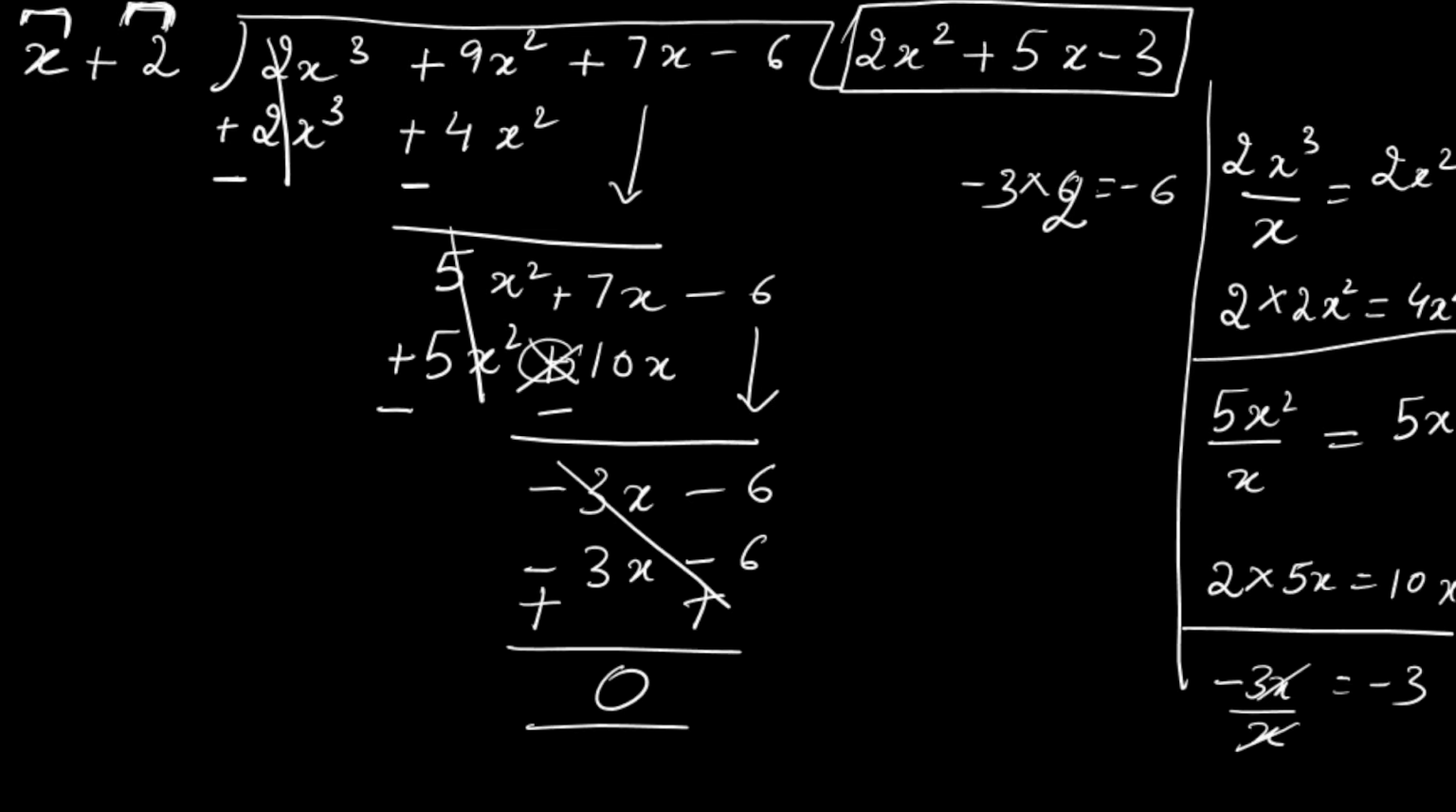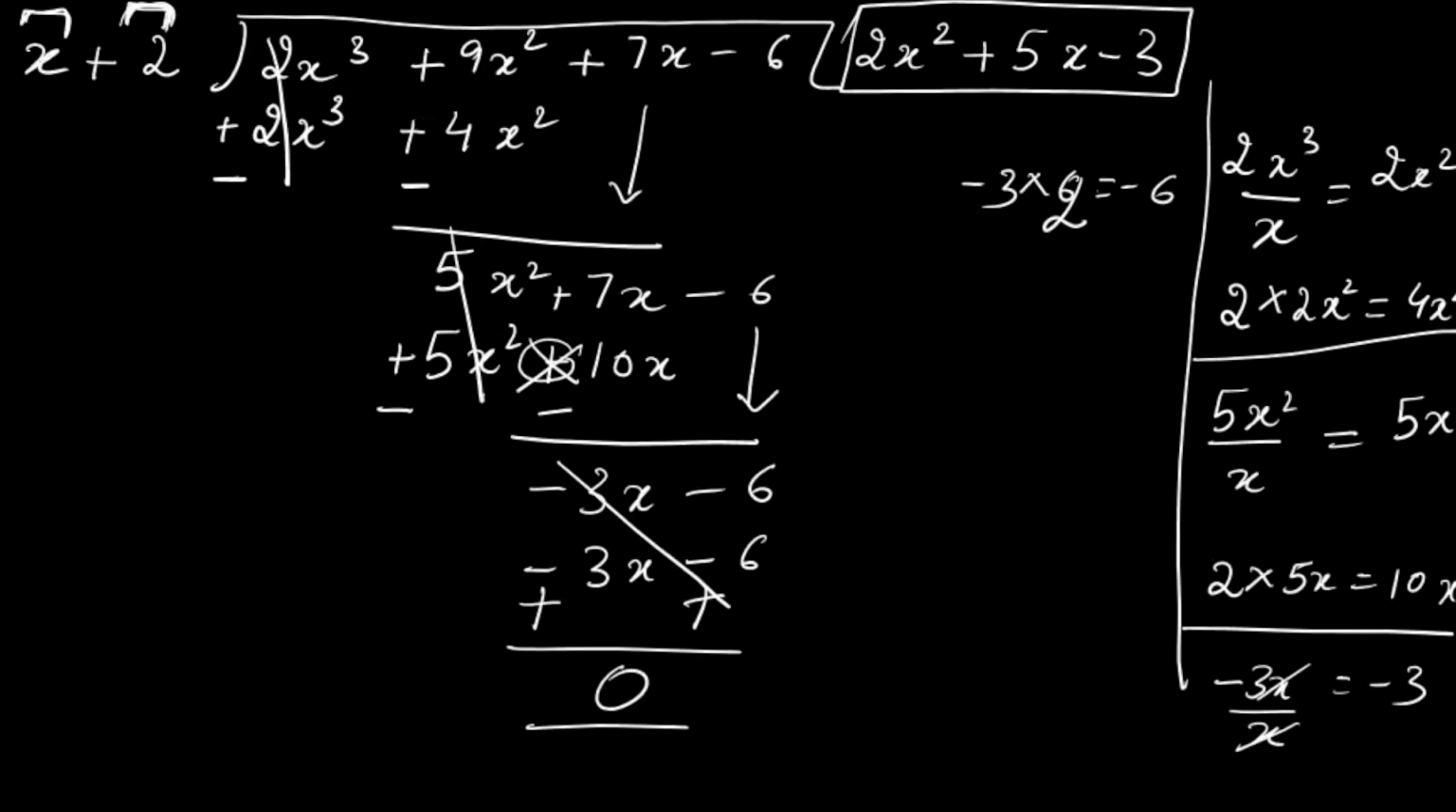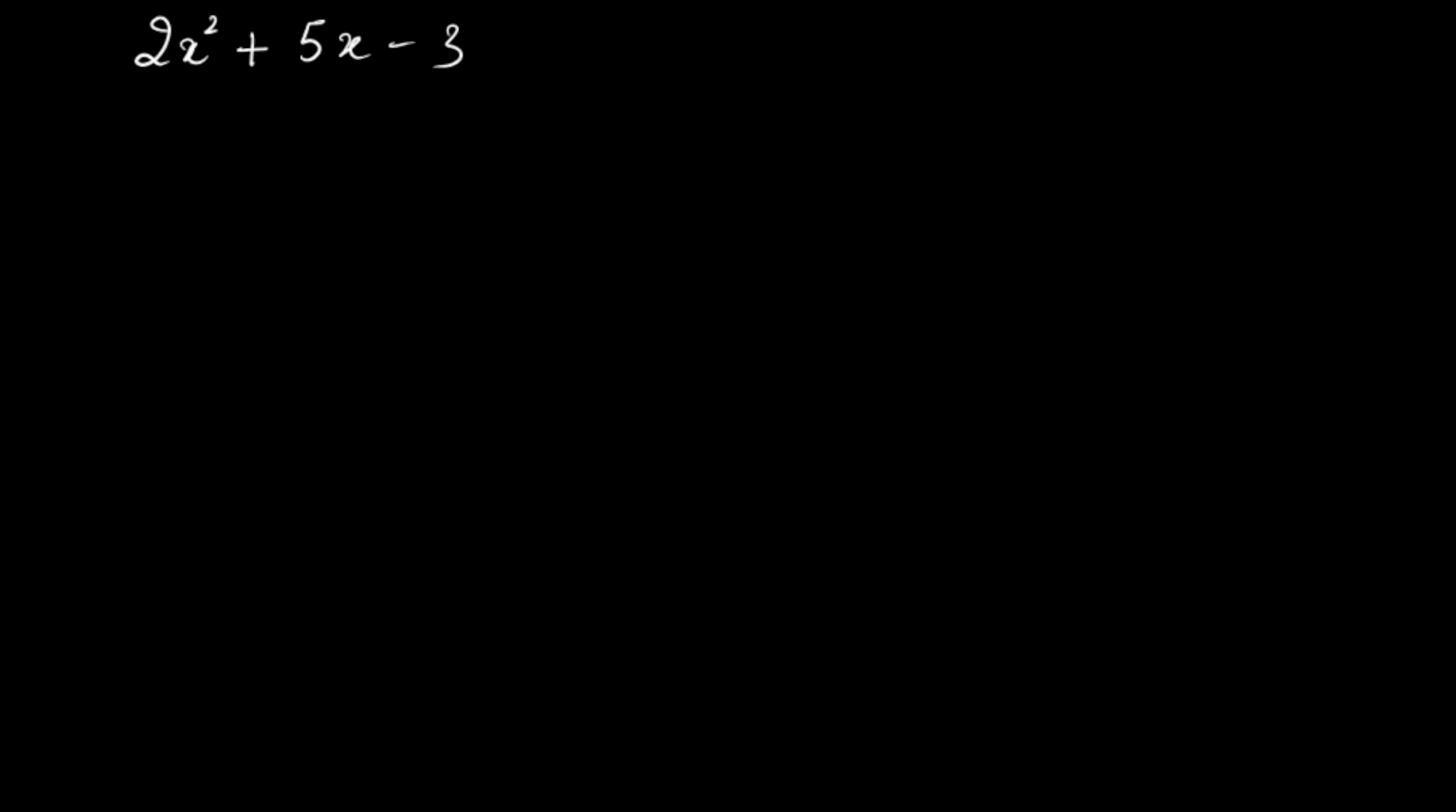So which type of polynomial is this? At the quotient you are getting one polynomial, 2x square plus 5x minus 3. This is the polynomial you are getting at the quotient. This is a quadratic polynomial.